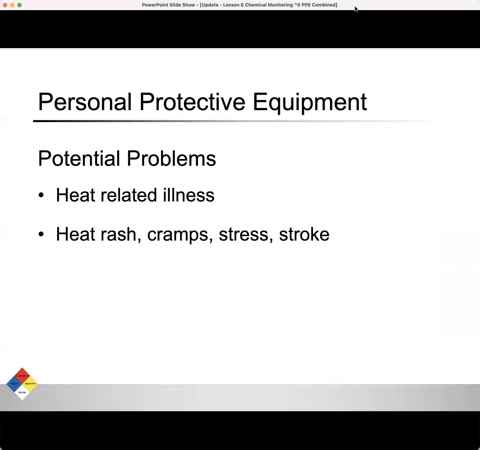Some potential problems with PPE: heat-related illness, such as heat rash, heat cramps, heat stress, and heat stroke. Heat can be a big factor with PPE, even if it's cold outside. The chemical protective materials are not good at regulating temperatures. So even in a cold exterior environment, heat-related problems are an issue. Keep that in mind.